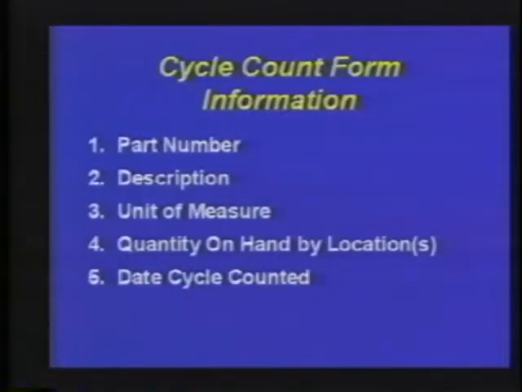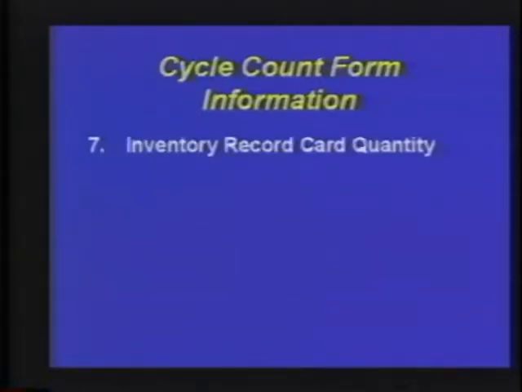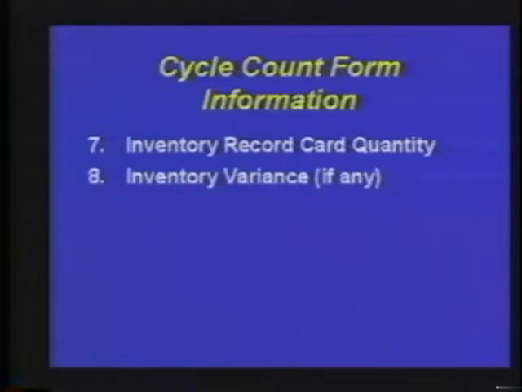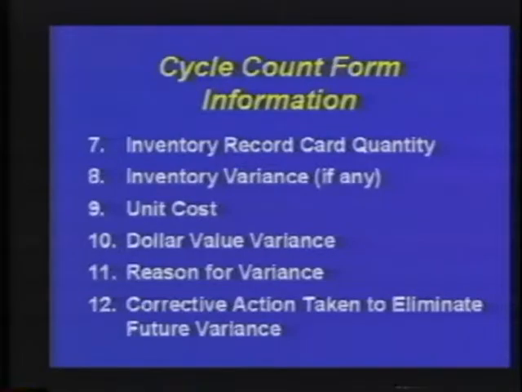We'd also have the date the cycle count was to be performed, the employee who did the cycle counting, the inventory record card quantity, inventory variance, if any, following those allowable percentages that we looked at a moment ago. We have the unit cost. We could therefore develop the financial dollar variance report, if any, and then also determine the reason for the variance, if, again, there is a variance, and the corrective action that has taken place.